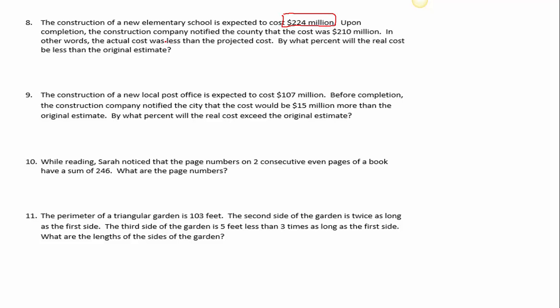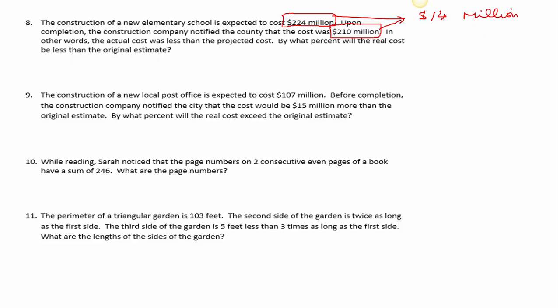The construction of a new elementary school is expected to cost $224 million. Upon completion, the construction company notified the county that the cost was only $210 million. So they saved $14 million. Okay? 224 minus 210 is $14 million. This is how much they saved. The actual cost was less than the projected cost by $14 million. By what percent will the real cost be less than the original estimate?